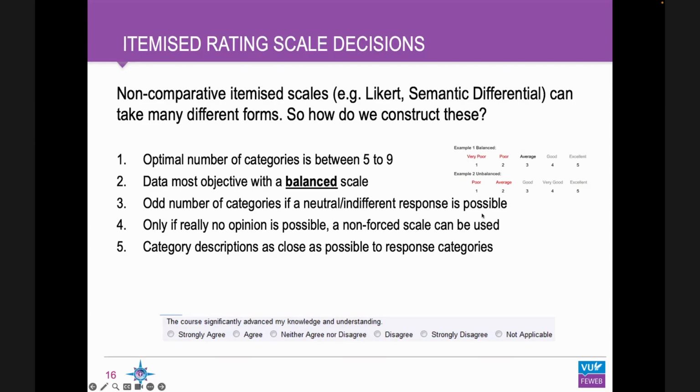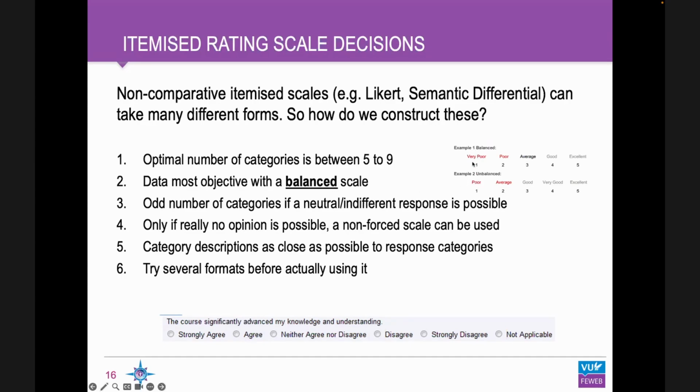In some cases, you want to give the respondents the option of not applicable as well. That's only when you add this option. But in many cases, you tend to force a response, to make respondents show an opinion related to the statements. And then finally, category descriptions should be as close as possible to the response categories. So whatever you want to measure here should be reflected in the category options.